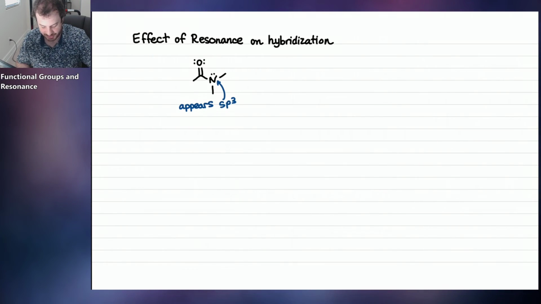But now let's draw a resonance structure. So we'll move the lone pair towards the pi bond. Remember, that's scenario 2, lone pair next to pi. And if we do that, we'll get the following resonance structure.